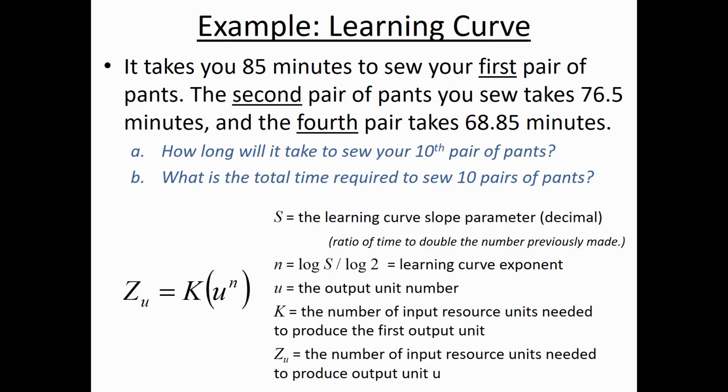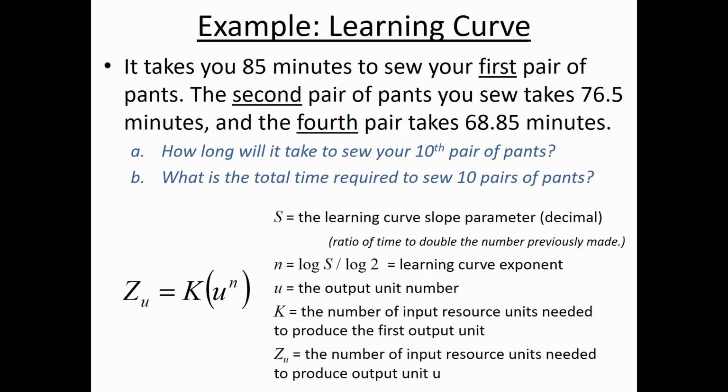That's the first pair. And now S, to determine the slope of that learning curve slope parameter, the time for the second relative to the time for the first. So 76.5 minutes was how much it took for the second pair. The first pair, it took 85 minutes. So the ratio here is 0.90.